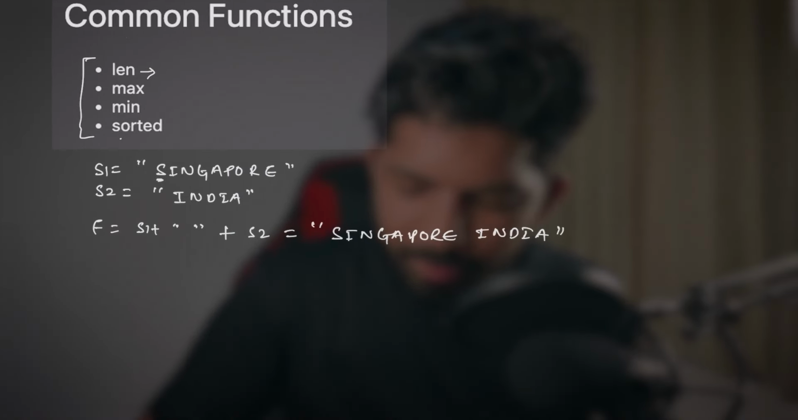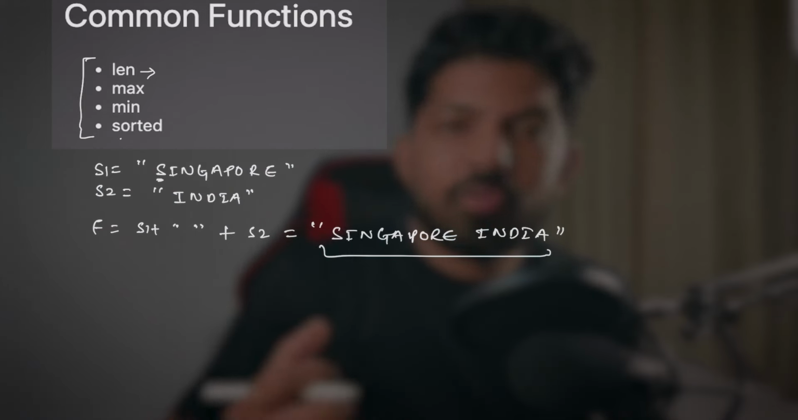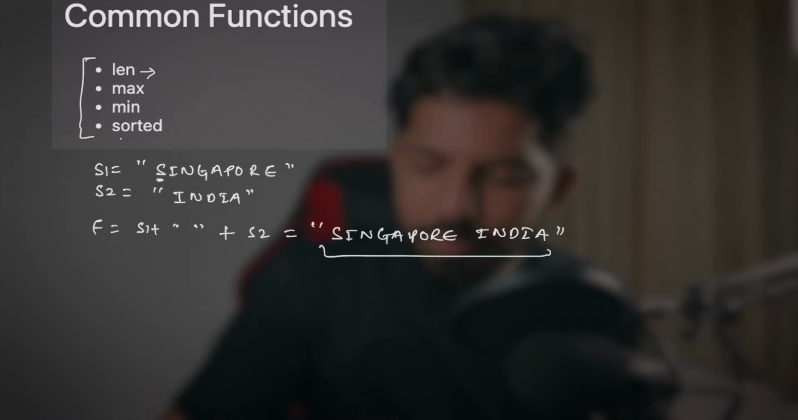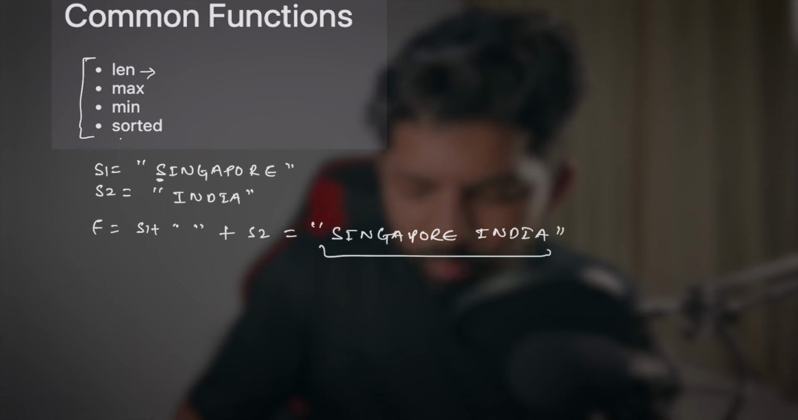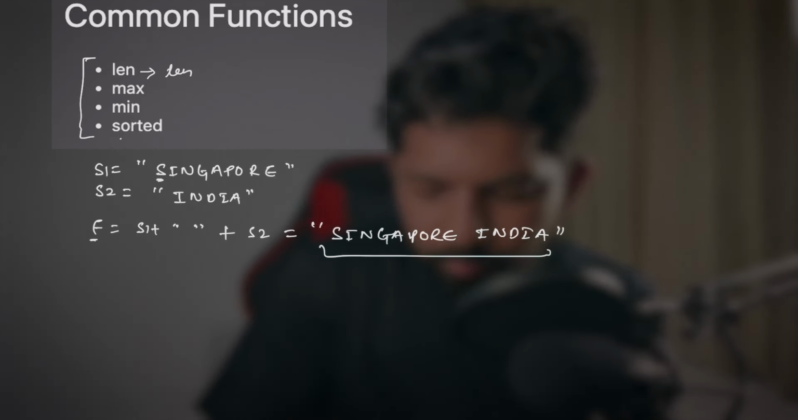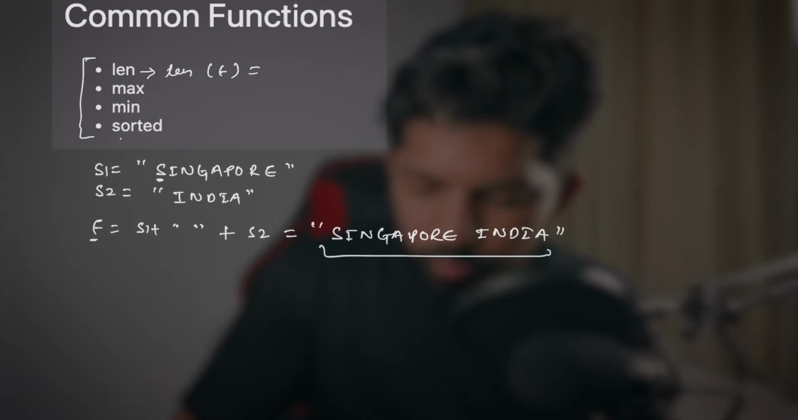If I apply len here, it will calculate the number of characters including the space, and it will give us the result. So what we will get when we apply the len function on F, where F is equal to S1 plus S2, which is Singapore space India. If I apply len on F, then I get the value as 2, 4, 6, 8, 9, plus 10 for the space, then 12, 14 and 15. So I'll get the result as 15.